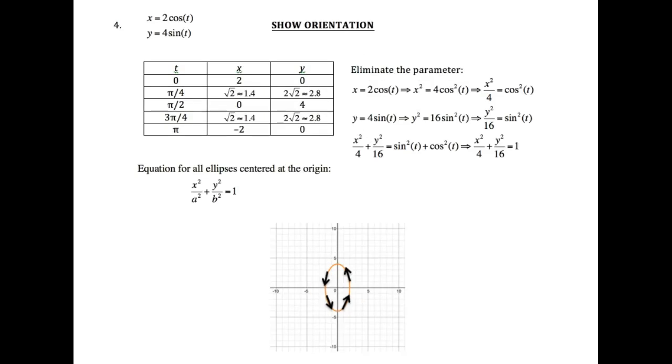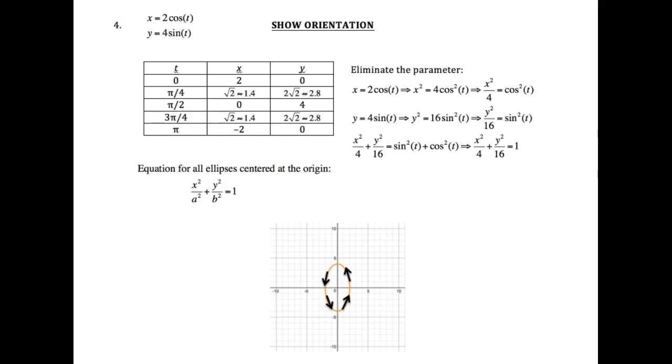Problem 4. X is equal to 2 cosine of t, y is equal to 4 sine of t. When graphing parametric equations that contain the sine and cosine, it's a good idea to consider the period of those functions, which is from 0 to 2 pi. Now, if you're using a TI-83 or 84, if you press Zoom Standard, it'll automatically give you that window, so it's kind of convenient. Fill in your table if you need to, and eliminating the parameter is a little tricky.